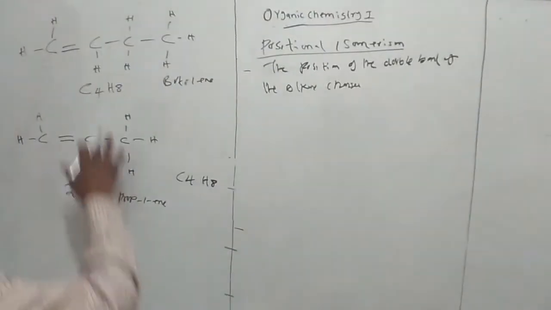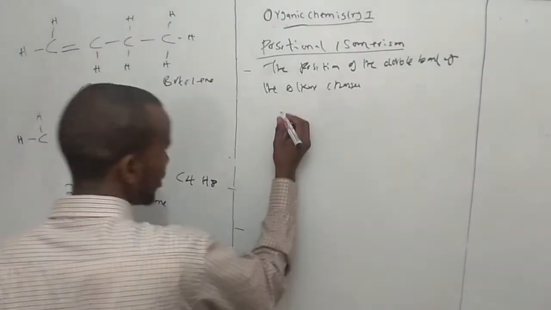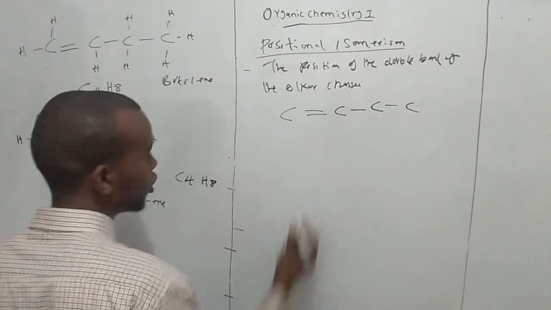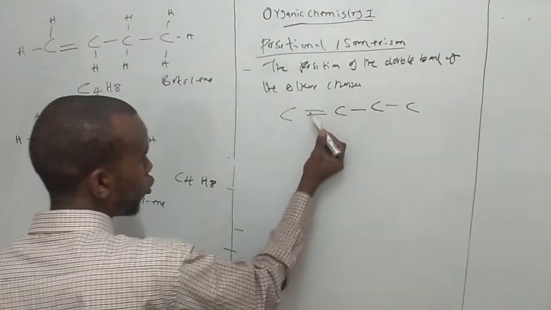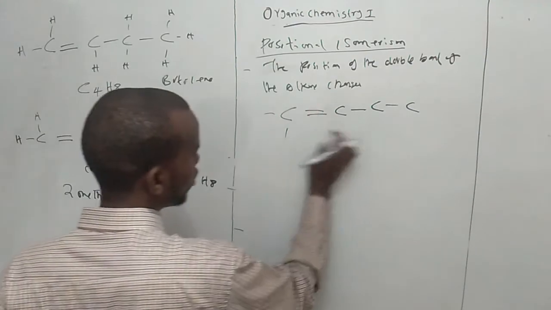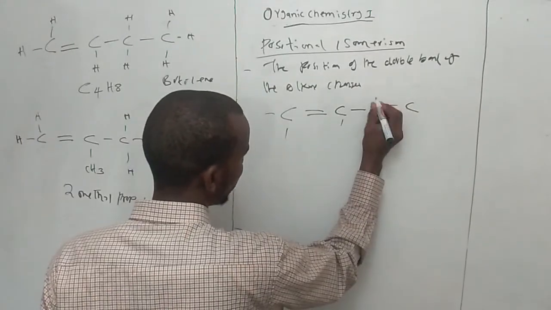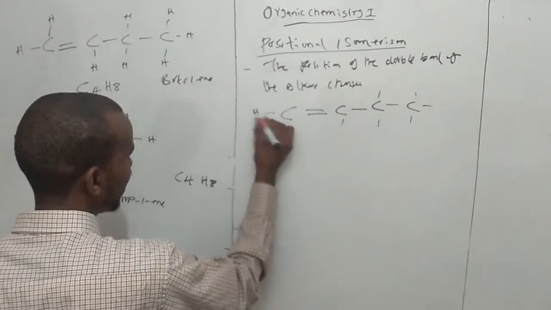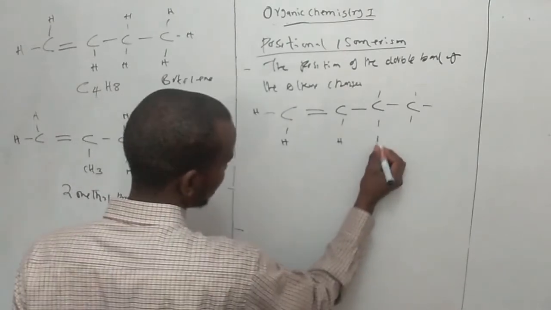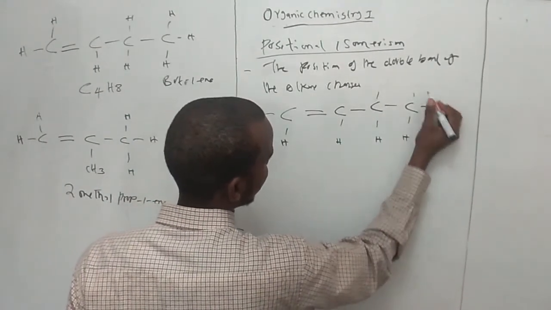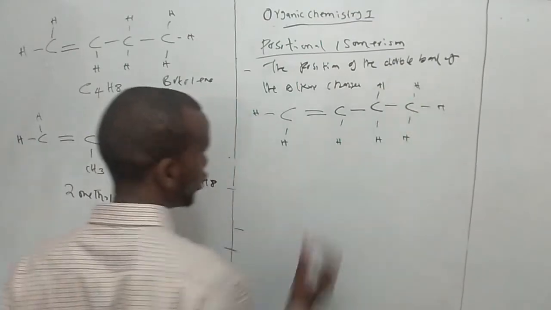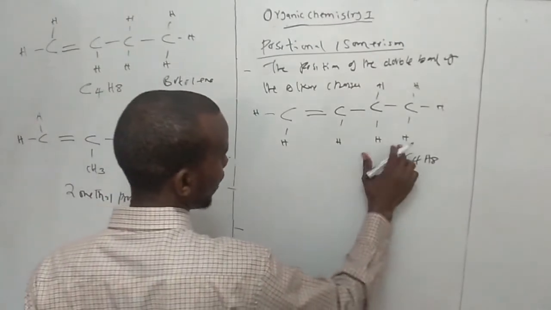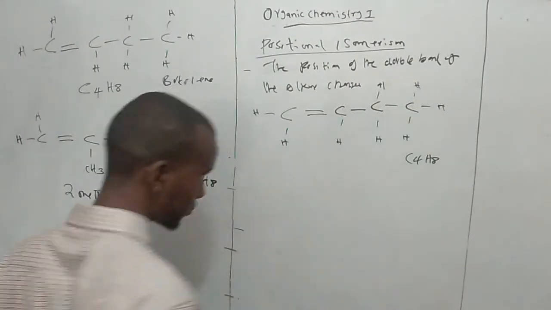It means, like for this case, this is butene. If we take butene, 1, 2, 3, 4, the number of bonds for each carbon will be 4: 1, 2, 3, 4. Now you can name it with H. So you can confirm that it is C4H8: 1, 2, 3, 4, 5, 6, 7, 8.